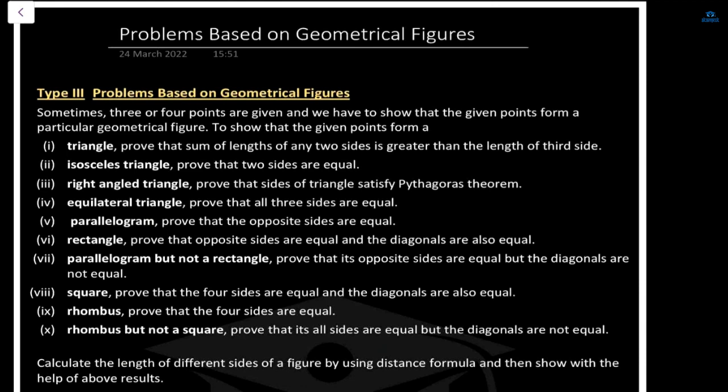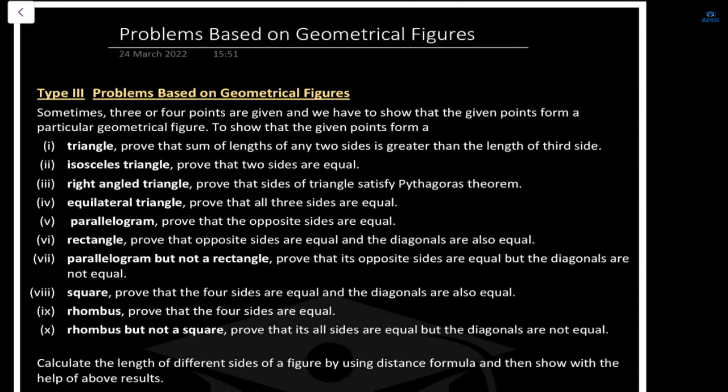Okay, rectangle, opposite sides are equal. When you get a parallelogram, you just need to prove that the opposite sides are equal. And when you get a rectangle, you not only have to prove that the opposite sides are equal, but you also have to show that the diagonals are also equal, because if you only show that the opposite sides are equal, then it is a parallelogram. So you have to move one step ahead to prove that it is a rectangle, that is, you have to show that the diagonals are also equal.